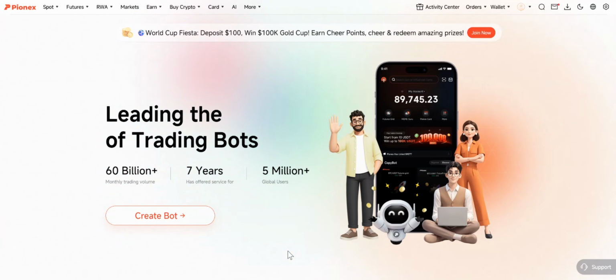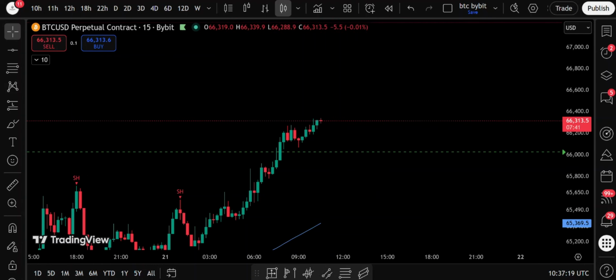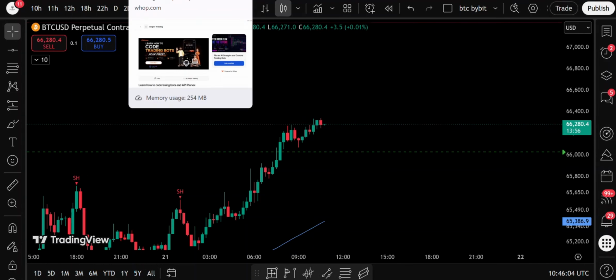And I've partnered up with Pionex to do something very different that's never been done before. So we're going to look at the trading bot side of things. Let me just pull up the right screen for you. That is not the right screen. This is the right screen.